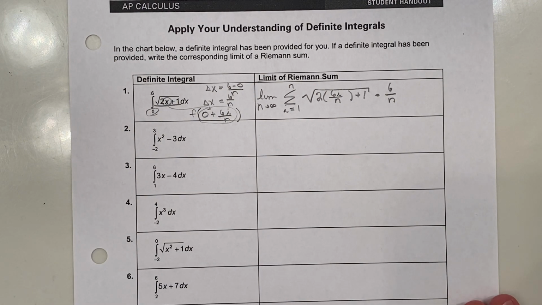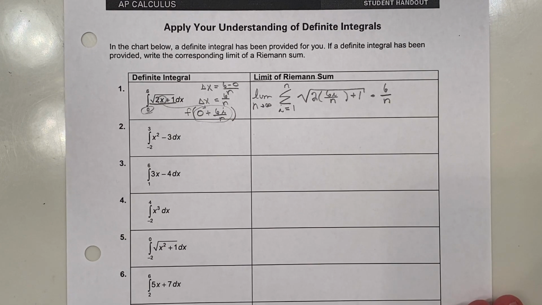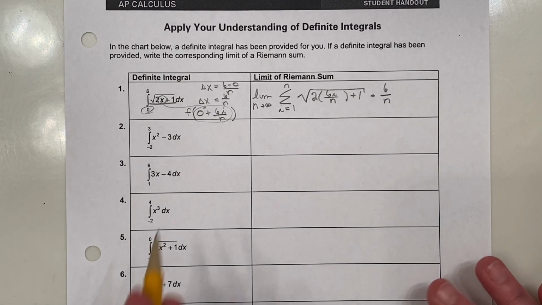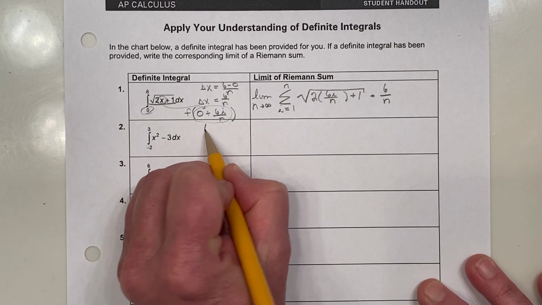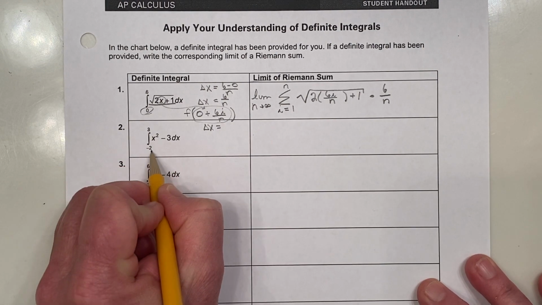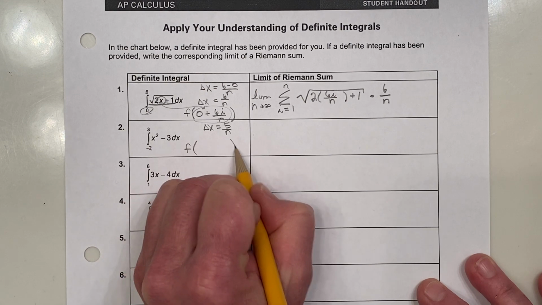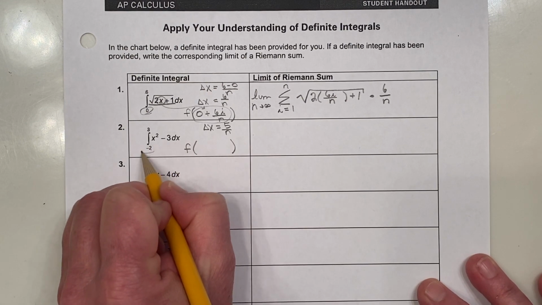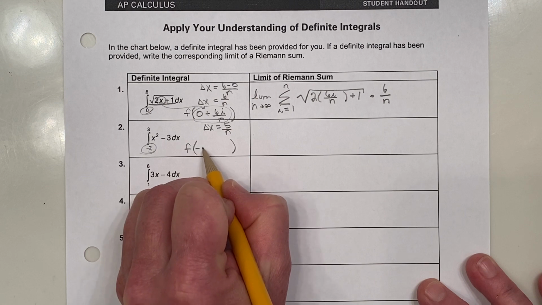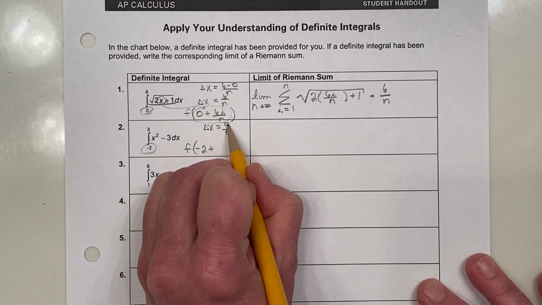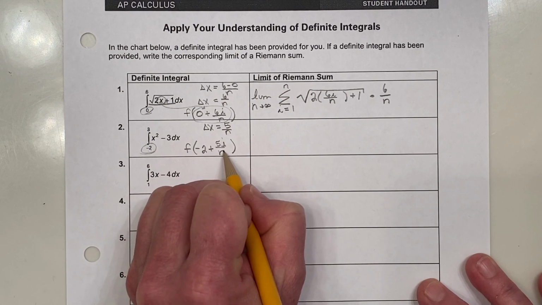Okay, if you feel comfortable, I would stop the video and try and do as many of these as you can, just for some extra practice. So number 2, delta x is 3 minus negative 2, or 5 over n. So what's our new input value? Well, we don't start accumulating area until x equals negative 2 plus 5i over n.